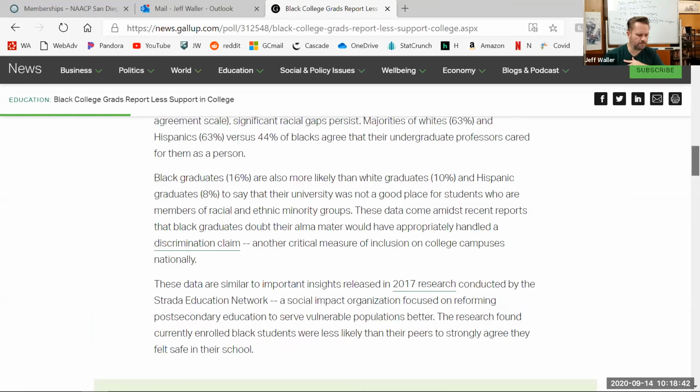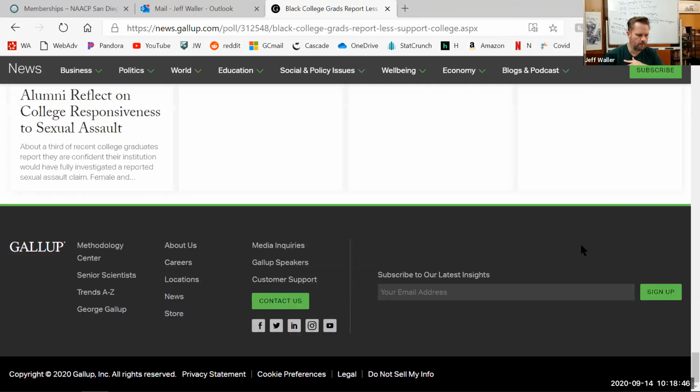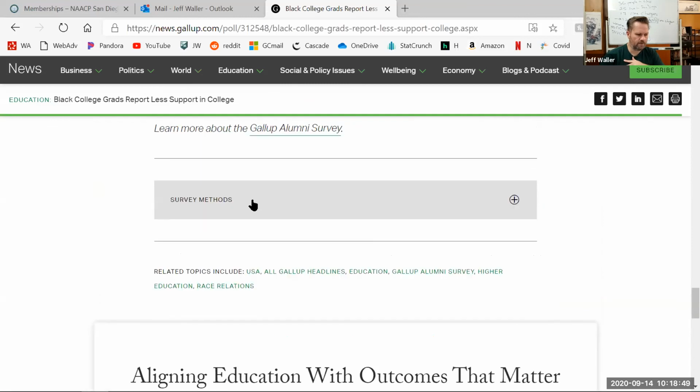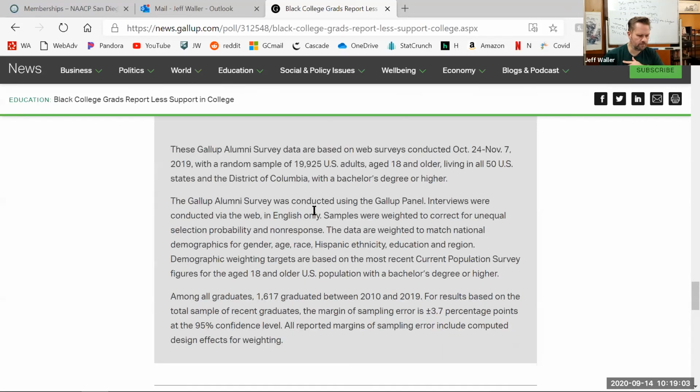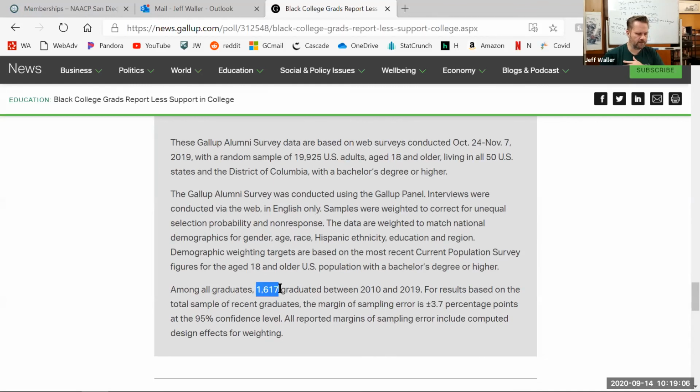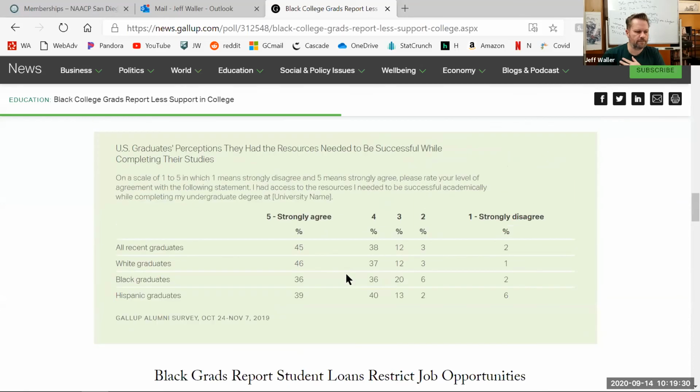But if you look at the very bottom, Jeff, let's see, where are you at? Here we go. Survey methods. Do you guys see the survey methods? Then they tell me how many people they talk to. This is a really huge sample. 19,000, that's a huge sample. And then they boil it down to this many graduates. They tell me how they picked them, how they talked to them, and some basic stuff about the group. That's what you always want to look at: how many people did you talk to? Does this seem reliable? Does it seem like a good sample size? Gallup is really good at this stuff.